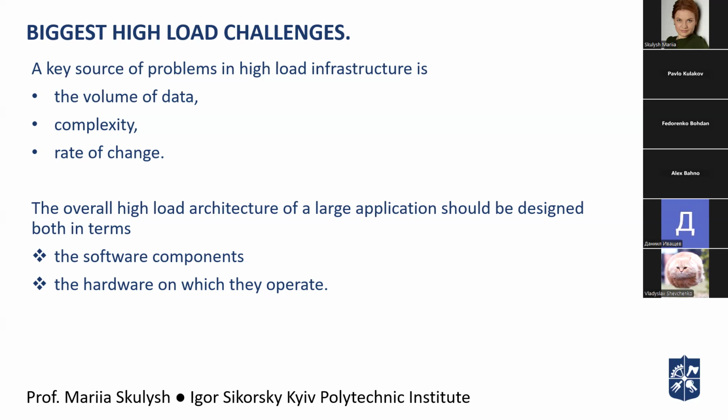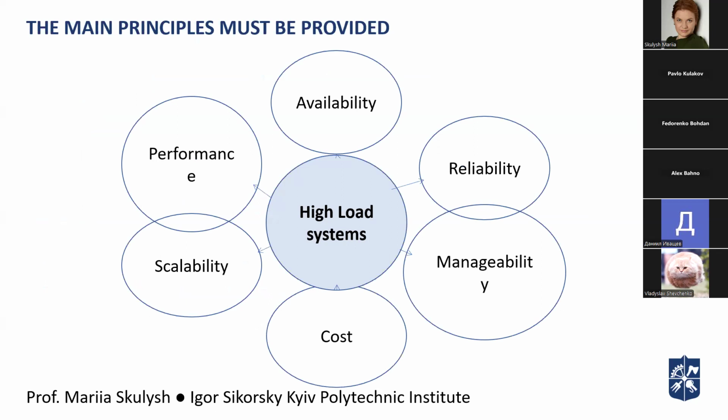From the other side, the overall high-load architecture of a large application should be designed with both in mind. On one side, software components should be ready to process requests. On the other side, we have to have enough hardware to operate the requests. So it's a complex task to provide service for a high-loaded system. When we talk about high-loaded systems, we have to understand six main ideas, or six main principles.